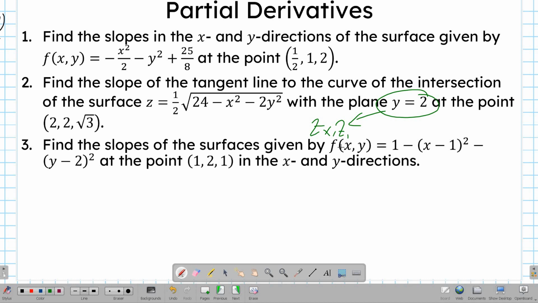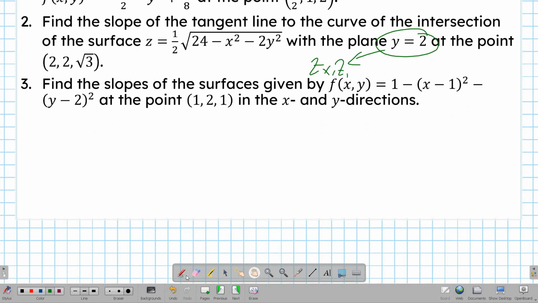The first part, the partial derivative in terms of x. To do that, you will just do it here below first. In number 2, z is equal to 1 half times, I'm going to write it in terms of a rational exponent so that we can easily find its derivative, 1 half times 24 minus x squared minus 2y squared raised to 1 half.